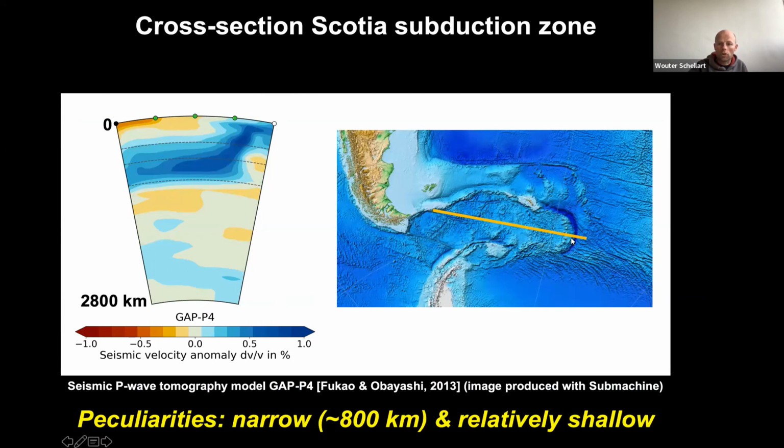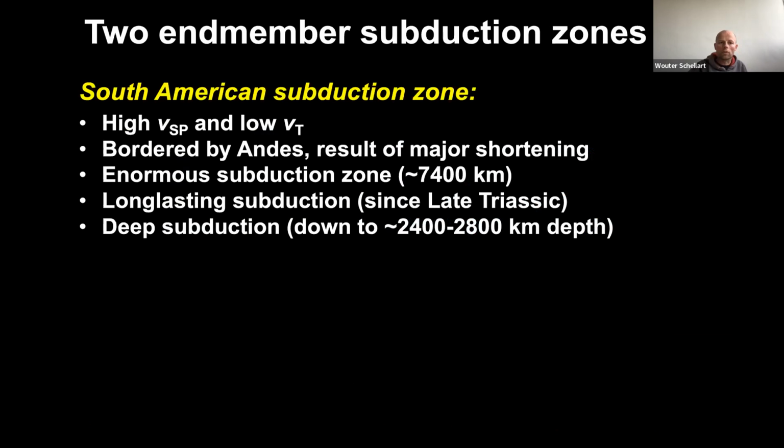And if we look at a cross-section along here, a seismic tomography cross-section, we see that the slab is actually quite shallow. It's flattening more or less at or just below the 660 discontinuity. Okay, so relatively narrow and also relatively shallow. And what is actually not mentioned here, it's also not very old. Depends a bit on who you ask, but in most tectonic reconstructions, the age of the Scotia subduction zone is somewhere between 30 and 80 million years. So certainly much younger than the South American subduction zone.